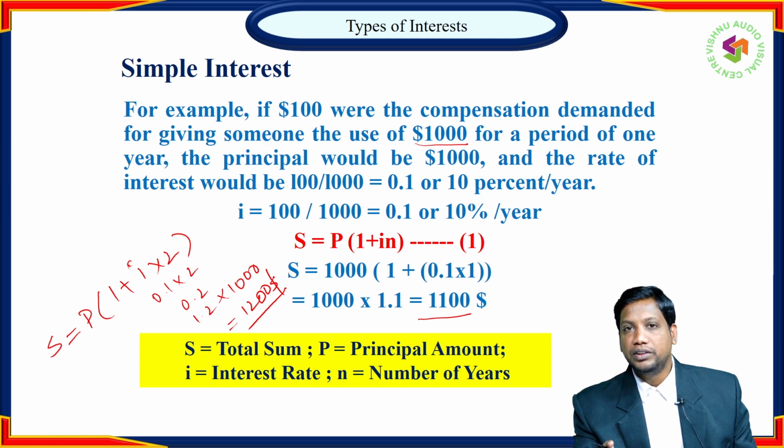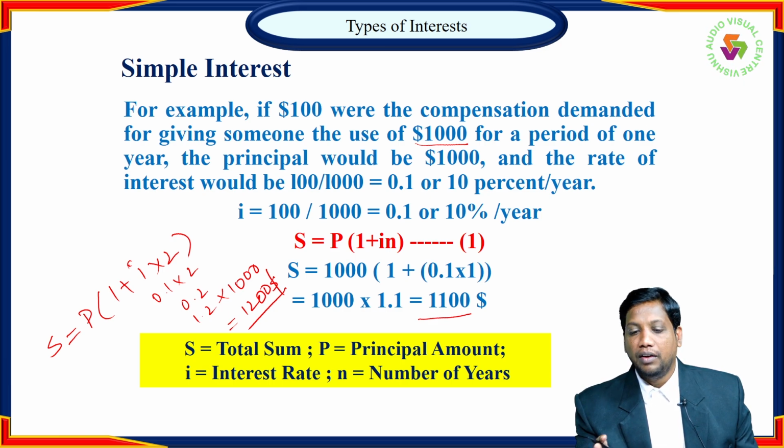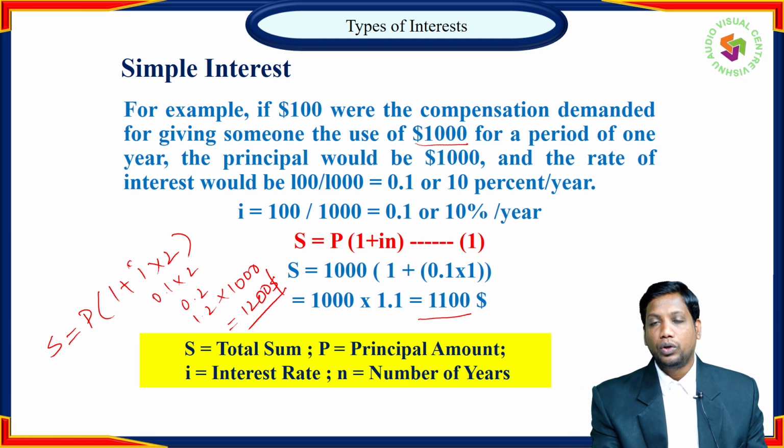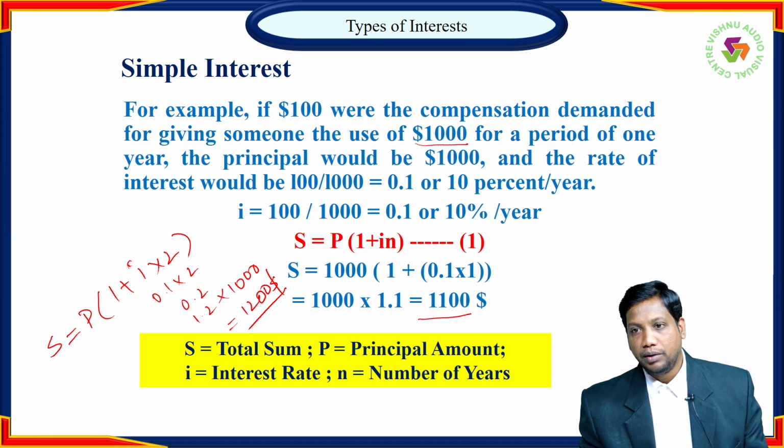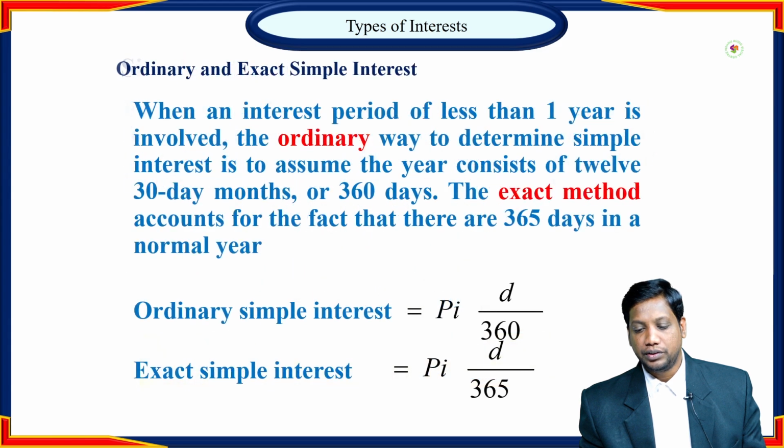The main difference between simple interest and compound interest is that the principal amount will be the same in all years for calculation of the simple interest. Whereas in compound interest, each year the total accumulated amount will be added to the principal amount. That is the main difference between simple, compound and continuous interest.